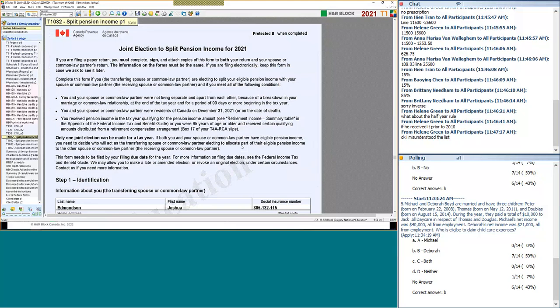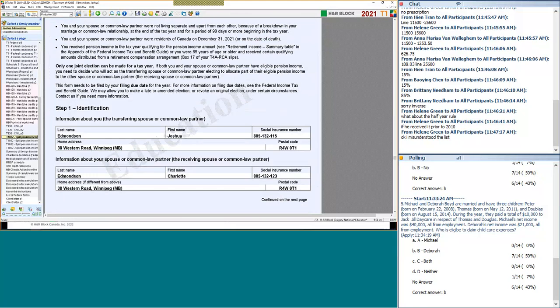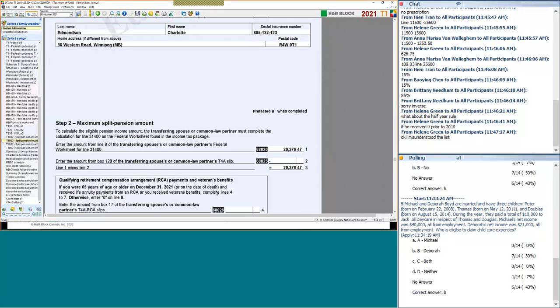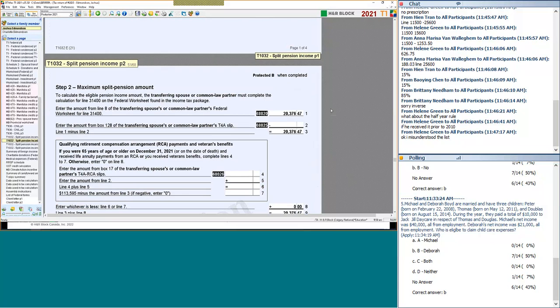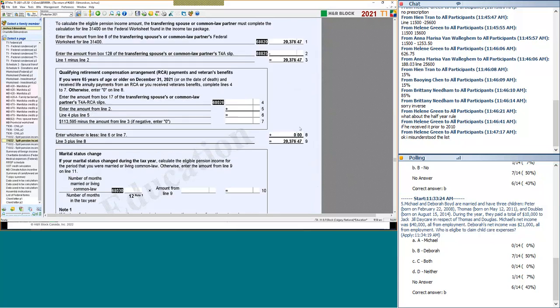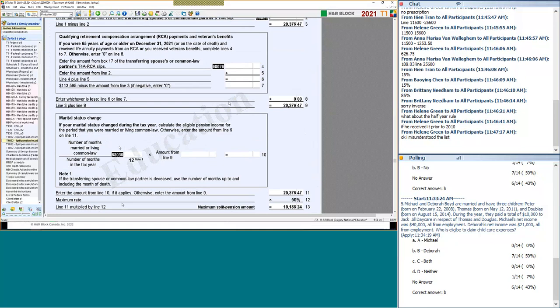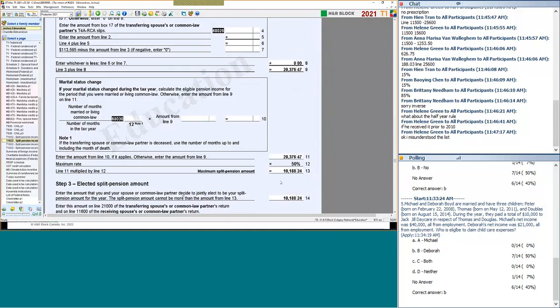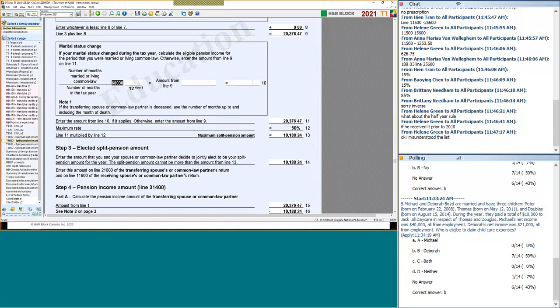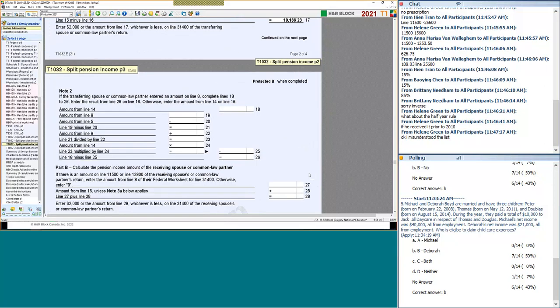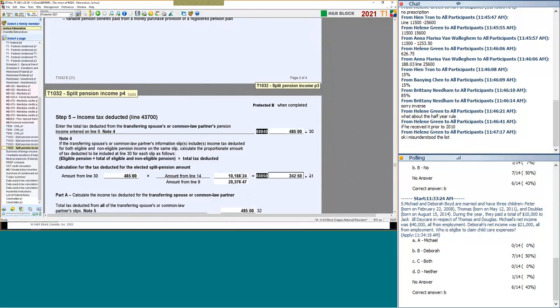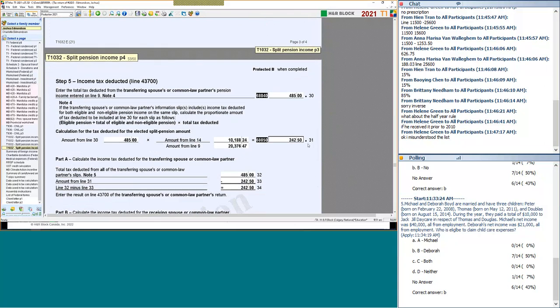If I did split the maximum, what would it look like? Well, we're going to have Joshua as the person transferring the money. Charlotte is the person receiving the money. Total that we're eligible is the amount that's eligible for the pension income amount. They were married the entire year, so we don't have to prorate it at all. I can split 50%. I'm going to choose to split 50%, which is $10,188.24. And when I do that, scrolling down onto the next page, I'm also going to split 50% of the tax deducted from those slips. So the tax deducted on those slips was $485. Half of that will go to each of them.